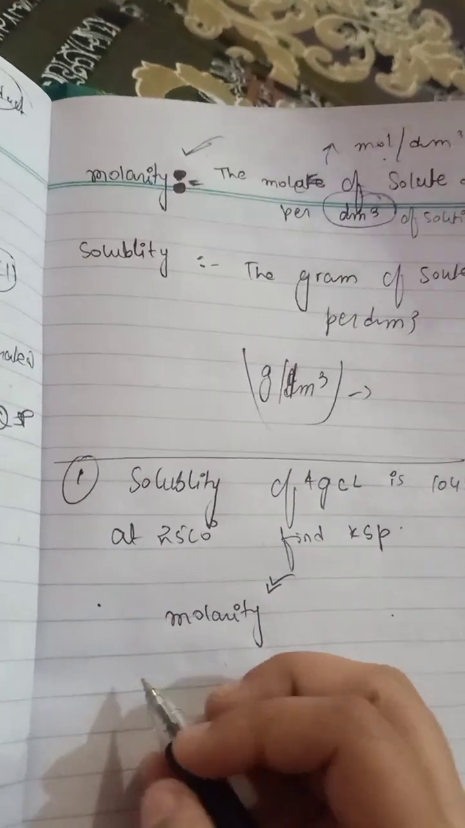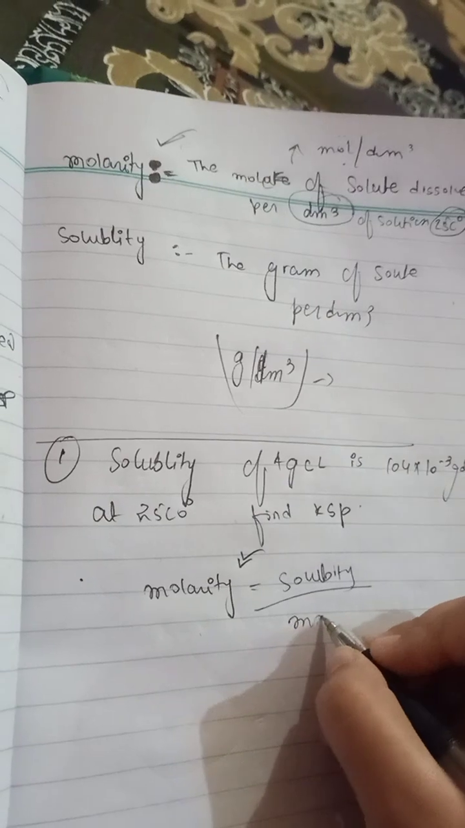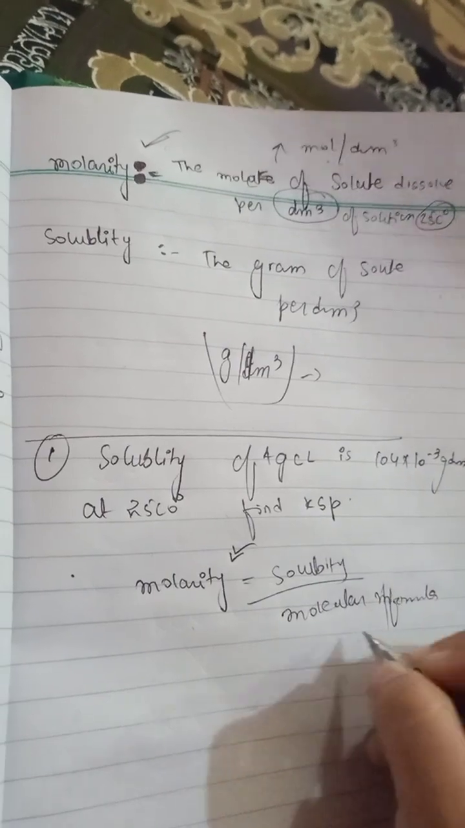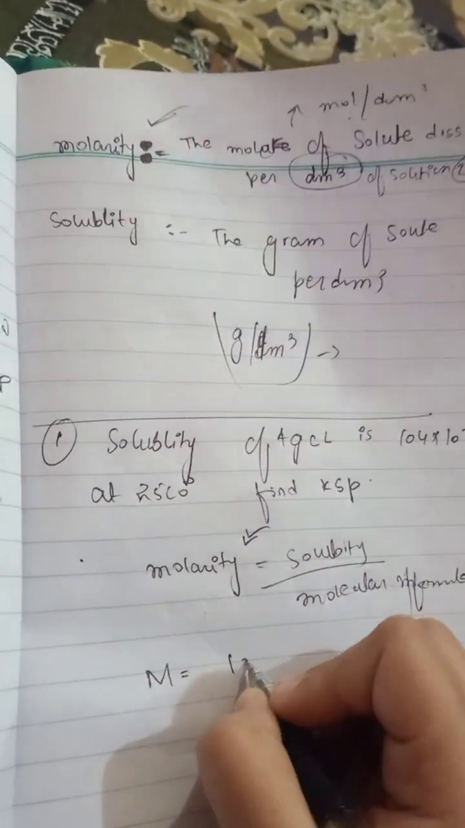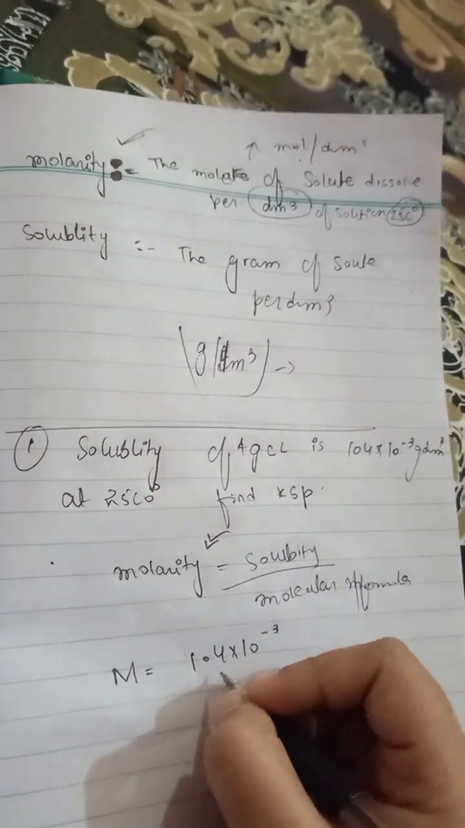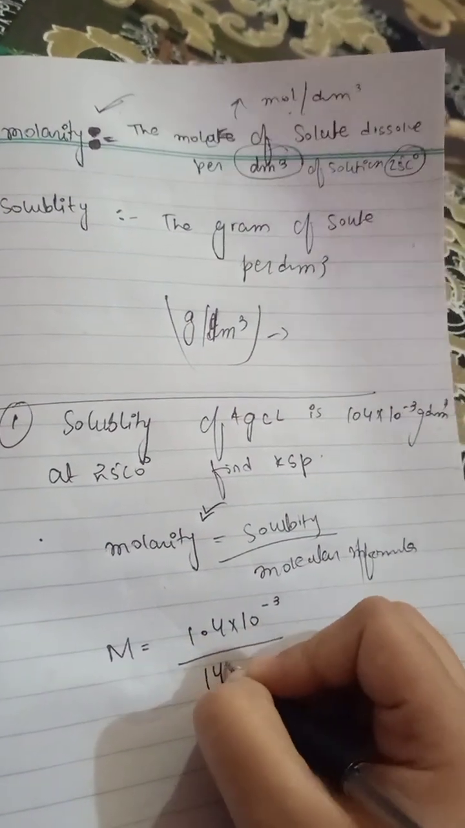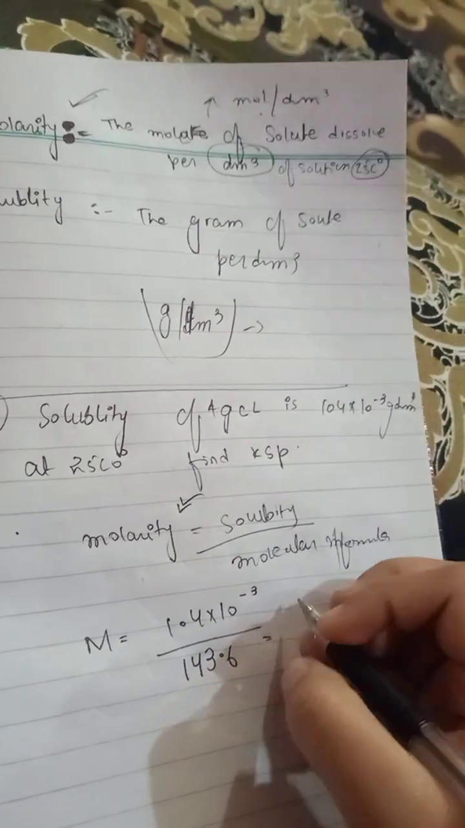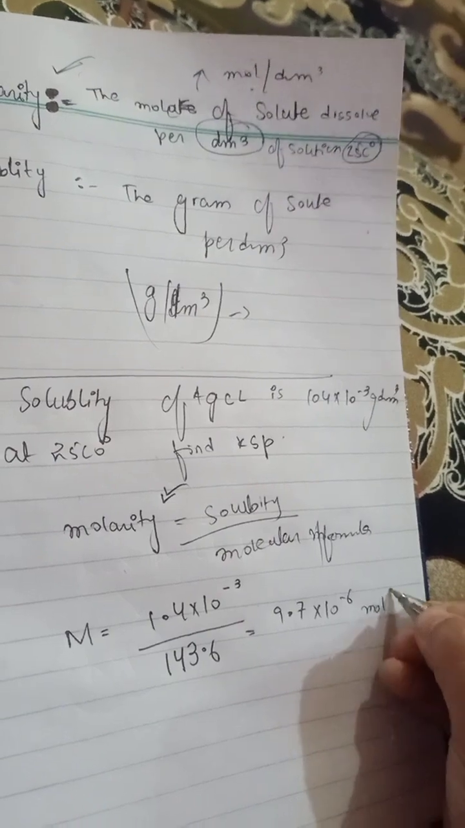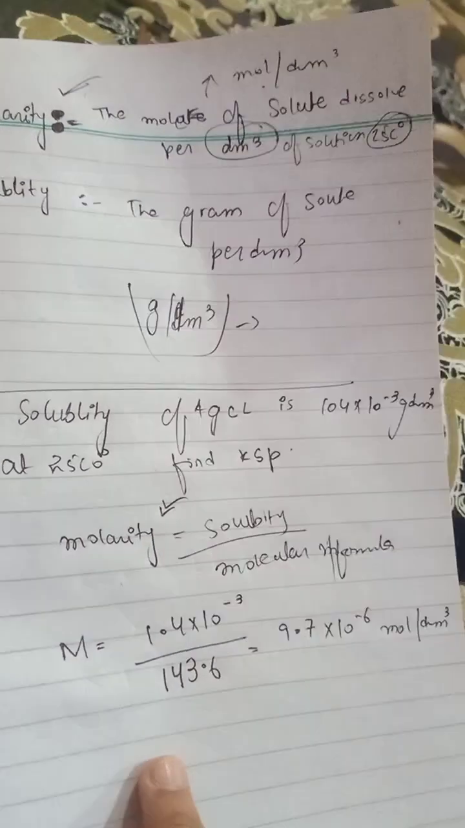then we will be able to find the concentration for the ionic product. As you all know, the molarity is equal to the solubility upon the molecular formula mass. So M is equal to 1.4 multiplied by 10 to the power minus 3 upon the molar mass. The answer is 9.7 multiplied by 10 to the power minus 6 mole per dm cube. Here is the concentration that we have found out.